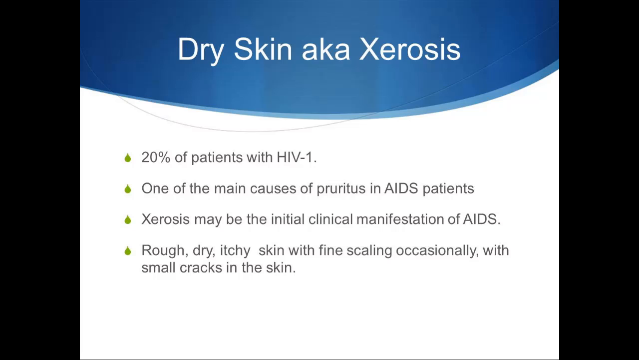Moving to a simple but very common cutaneous manifestation in HIV, which is dry skin, also known as xerosis. It's seen in 20% of patients with HIV, and it's a main cause of pruritus in AIDS patients as well as in most immunocompromised patients. It's simple, rough, dry, itchy skin.